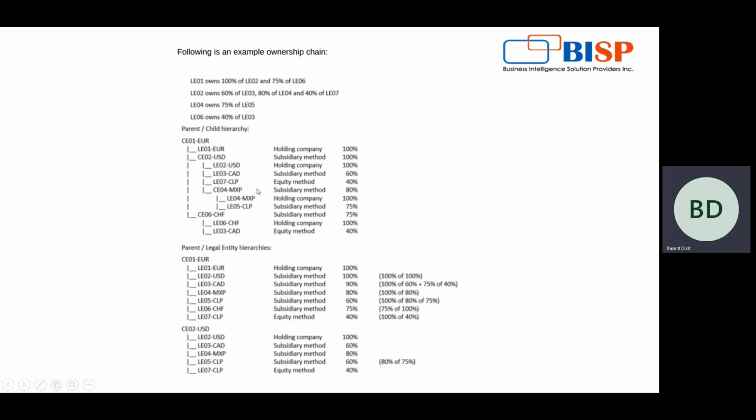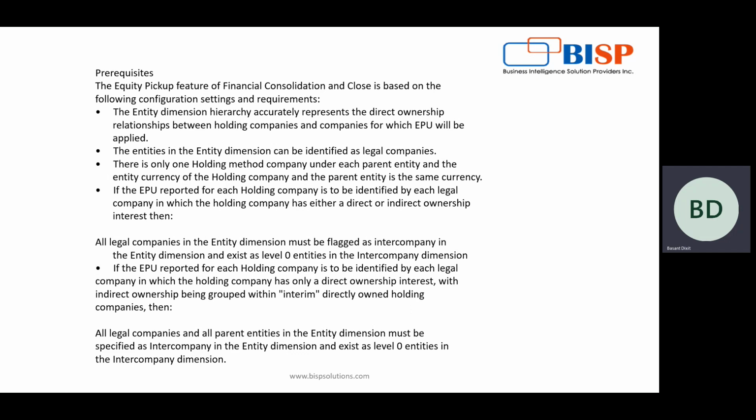And further moving on, let me tell you what the prerequisites are before we do the equity pickup case. The first thing is that the identity dimension accurately displays what the direct entities are, and what the relation with the EPO, equity pickup, is. Whatever entities are coming in the entity dimension are defined as legal companies. We already discussed that. And one more thing, the holding company should have the same currency as the parent entity, otherwise it won't give us the results.